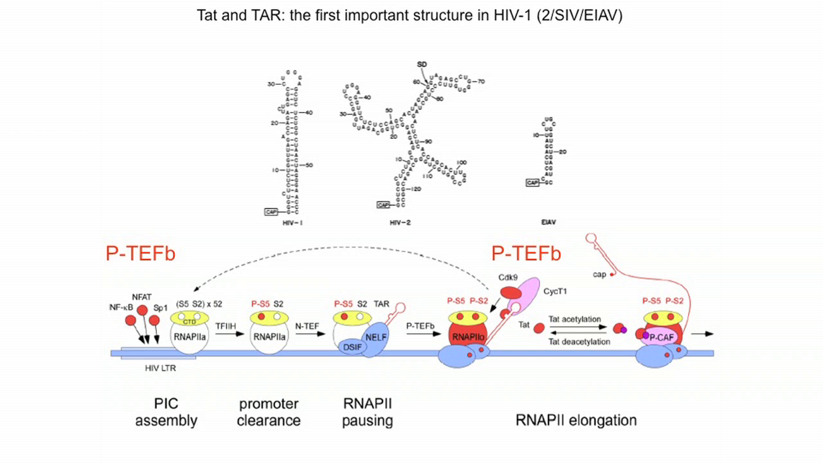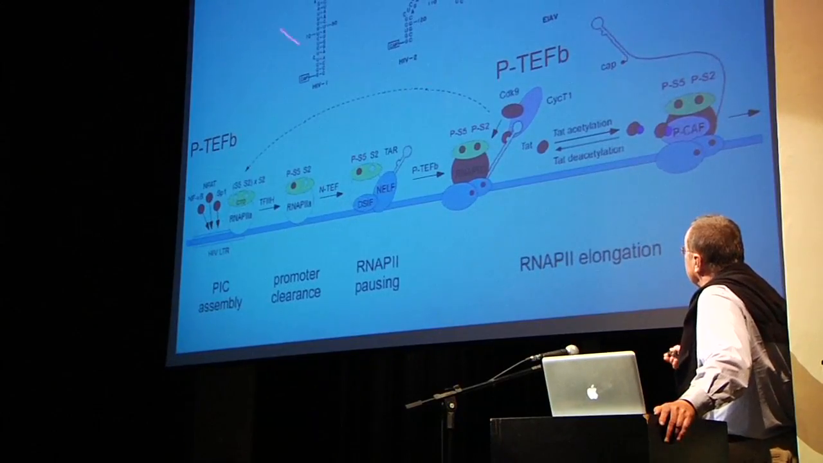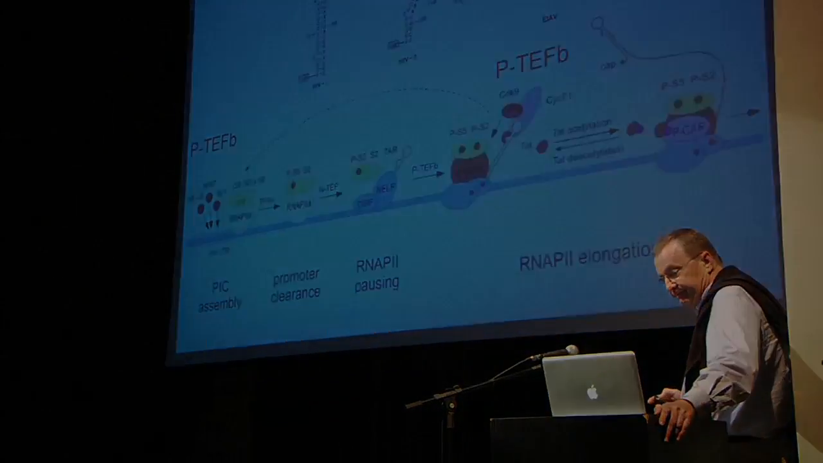So NF-kappa B requires P-TEFb, and TAT requires P-TEFb. What you will see in a moment is that these little transcripts that are made in the absence of much P-TEFb, TAT, or NF-kappa B are in fact the best molecular markers for latency in the host. And you can detect them in infected cells.